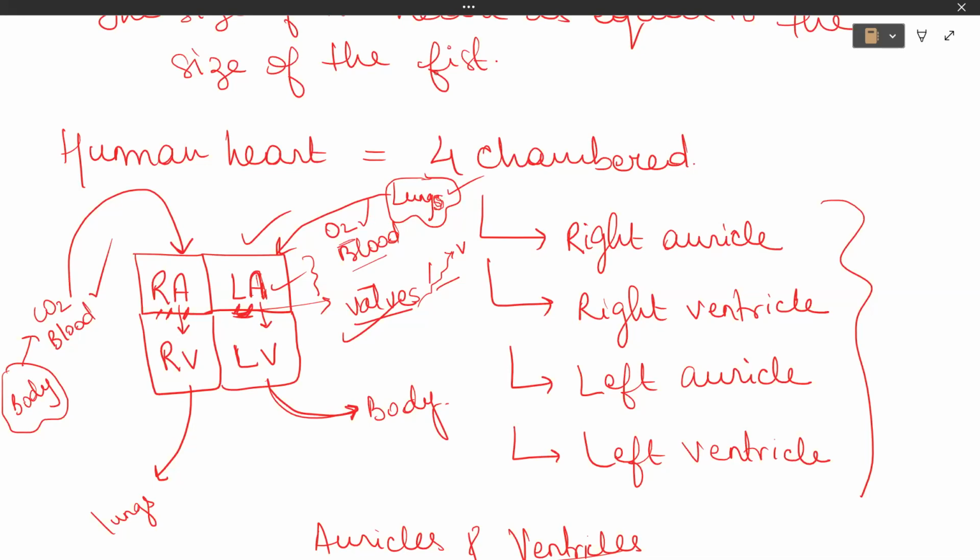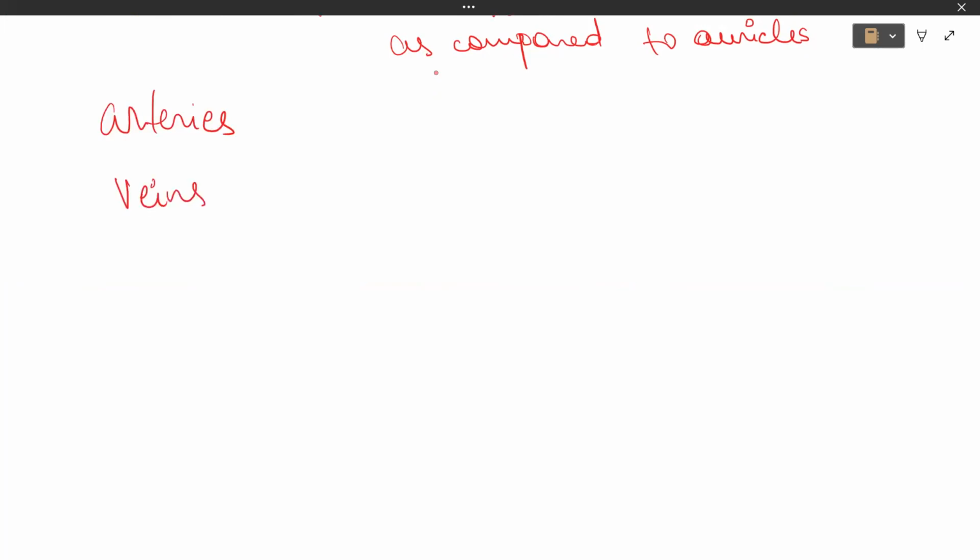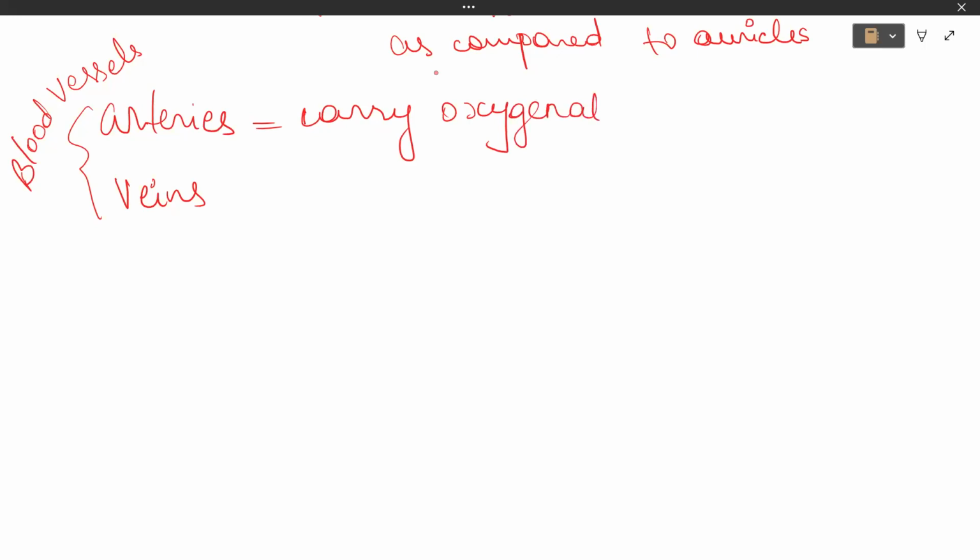Ma'am, what is the function of the pulmonary arteries? Is there any function of it in this process? Yes, definitely. See, in general, there are arteries and there are veins. Both of them are blood vessels. The arteries carry oxygenated blood, whereas the veins carry deoxygenated blood. Is it clear up till now?